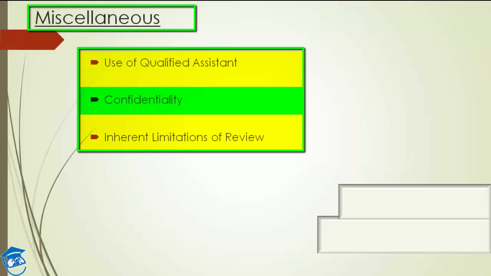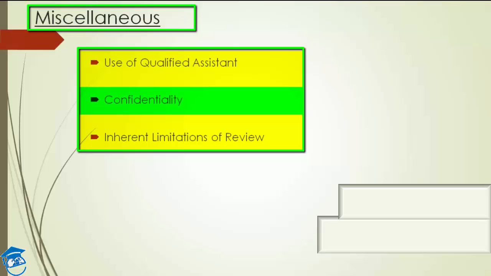A declaration of confidentiality shall be signed by the persons who are responsible for the conduct of peer review, that is the reviewers and their qualified assistants, and be filed with the board. All the members of the board shall also sign a declaration of confidentiality in a manner prescribed by the board itself.